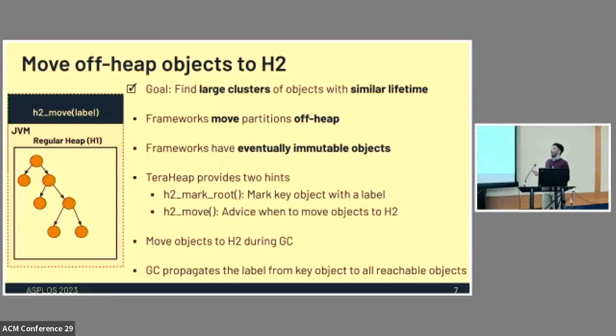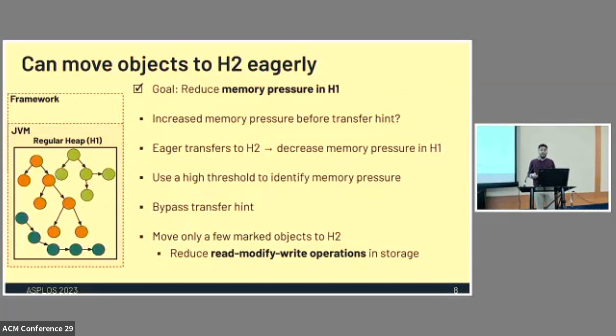What happens if we have many objects inside the first heap? Moving objects lazily to the second heap increases the memory pressure in the first heap, which has a small size, and this results in increased garbage collection overhead, or much worse, an out of memory error. To decrease the memory pressure in the first heap, TeraHeap transfers objects to the second heap eagerly. In that case, we identify the high memory pressure in the first heap by using a high threshold mechanism. Then we bypass the transfer hint from the framework and start moving some of the marked objects from the first heap to the second heap up to a low threshold. We move only a subset of these objects to give the rest more time to become immutable.